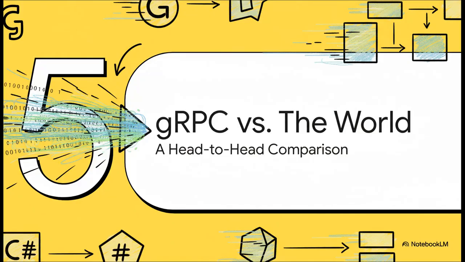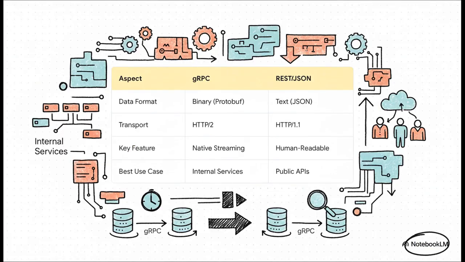All right, let's get to the main event. How does gRPC stack up against the undisputed champion of APIs for the past decade or so, REST? So let's break it down. When you look at the data format, gRPC is binary, while REST is text-based with JSON. For transport, gRPC is on the modern HTTP/2, while REST is typically on the older HTTP/1.1. gRPC's absolute killer feature is its built-in streaming. For REST, it's that it's human-readable. And this really tells you where each one shines. gRPC is perfect for super fast internal communication between microservices, but REST is still the king for public APIs that people need to interact with.